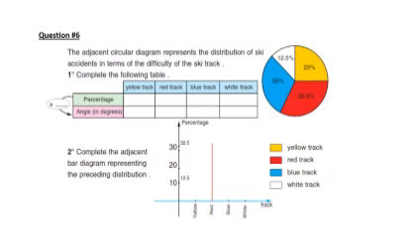And here we go for the last question, where we have also a circular diagram that represents the distribution of ski accidents in terms of the difficulty of the ski track. Let us complete the following table. The first thing you have to do is to put the percentages. The yellow is 25, the red is 32.5, the blue is 30, and the white is 12.5.